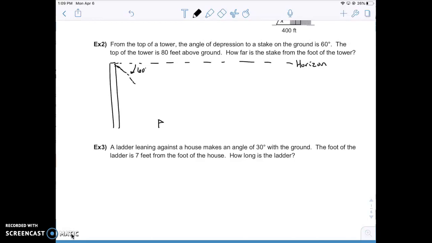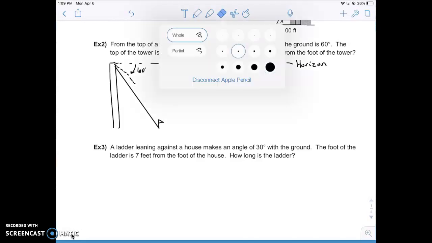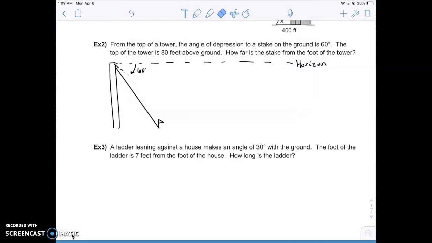I should have drawn this before, that's good enough. There we go. So when we swing down 60 degrees, we leave the angle inside at how many degrees? 30 is correct because together they make 90 degrees. We also know that we made 90 degrees with the ground. The top of the tower is 80 feet above the ground. How far is the stake away from the foot of the tower?